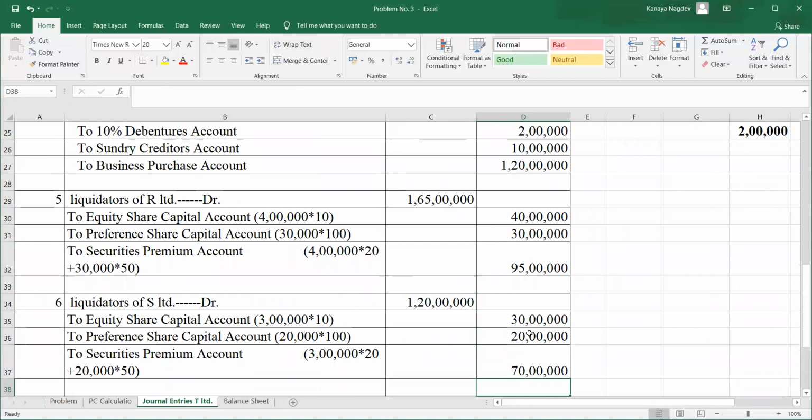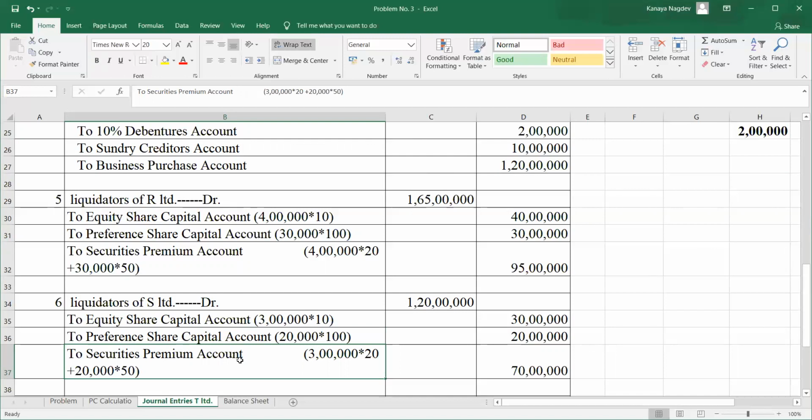That is, liquidators of S Limited account debit 1 crore 20 lakh to equity share capital 3 lakh multiplied by 10, to preference capital 20,000 multiplied by 100, to securities premium. Securities premium is involved in both cases of shares, equity as well as preference. For equity it is 20 per share and for preference it is 50 per share. So I have written here 3 lakh multiplied by 20 plus 20,000 multiplied by 50. I hope you understand where these figures are coming from. Equity shares are issued at 30, so 20 is extra. Preference shares are issued at 150, so 50 is extra. Whatever is extra is to be credited to securities premium account.